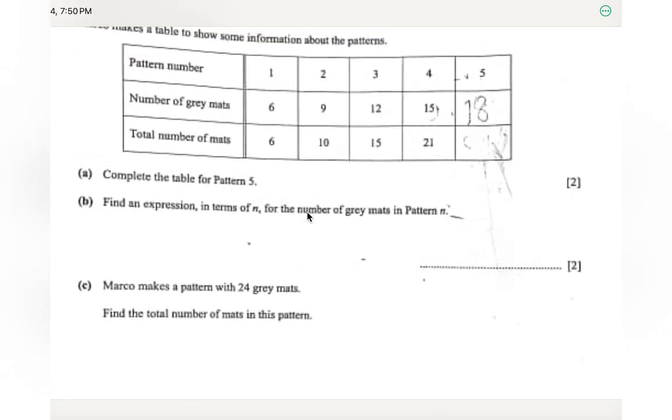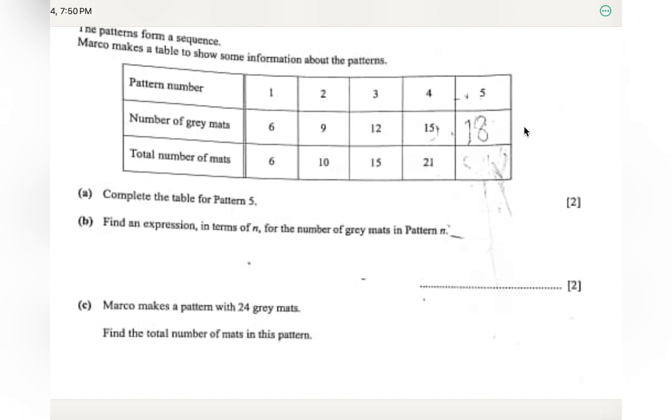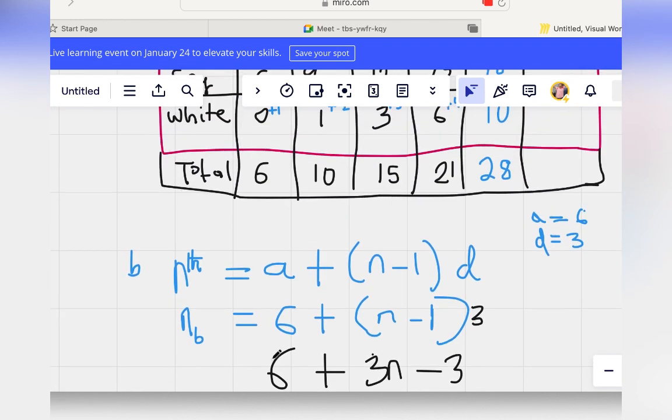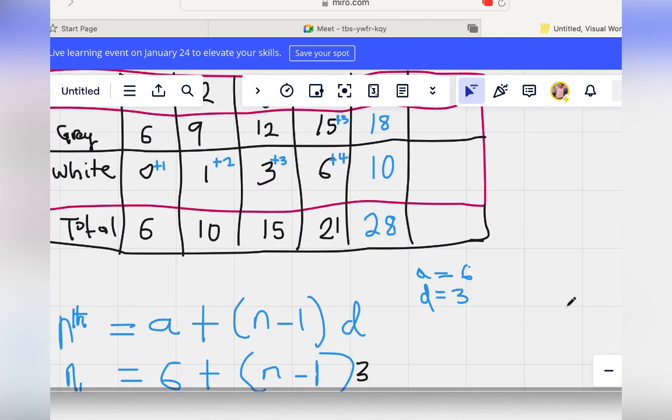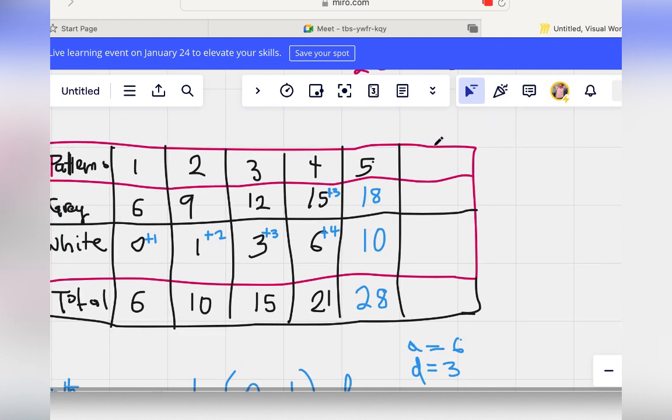For gray to be 24, you know we stop at 18. Let's go and figure that out in our table. If gray is 24, meaning I will have a column here. If you add 3 to 18, you get 21. If you add another 3, you get 24. Meaning we are at this junction, which is the 7th pattern. The 6th pattern, gray will be 21.